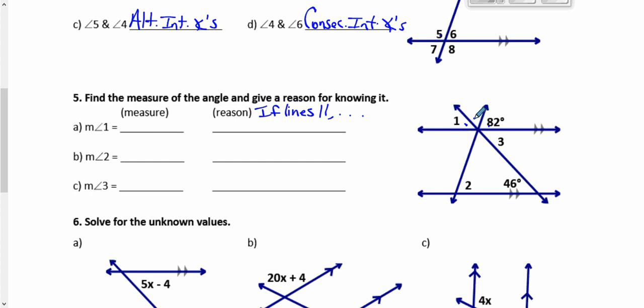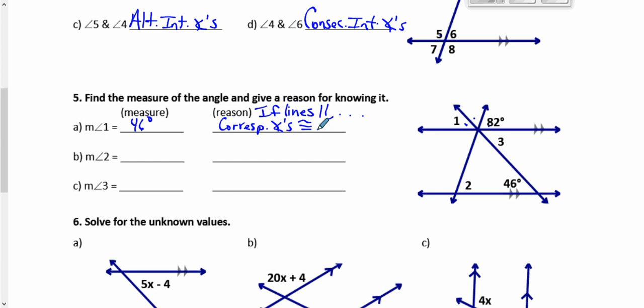Okay, never mind. Let's think of our angle pair. Why would it be 46 degrees? If we think of this as a translation, they're corresponding angles, right? So angle 1 is going to be 46 degrees, because if lines parallel, then corresponding angles are what? Congruent. Okay.